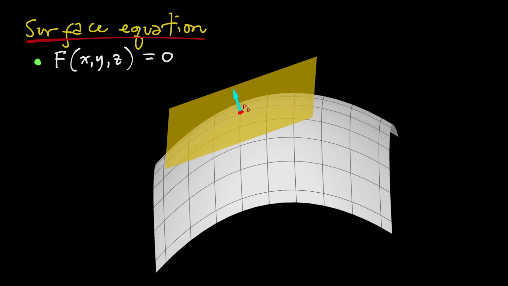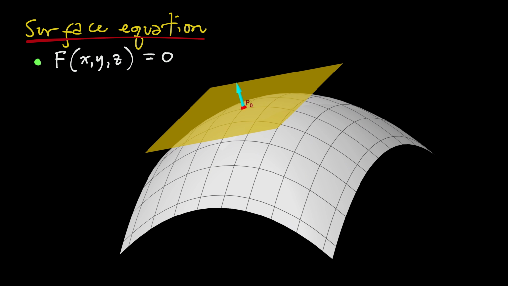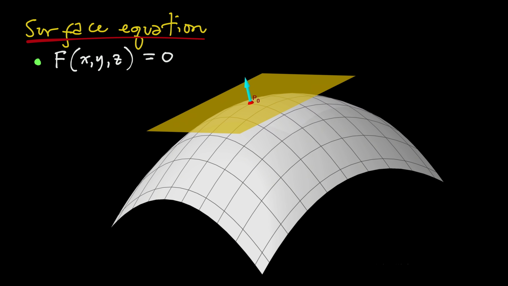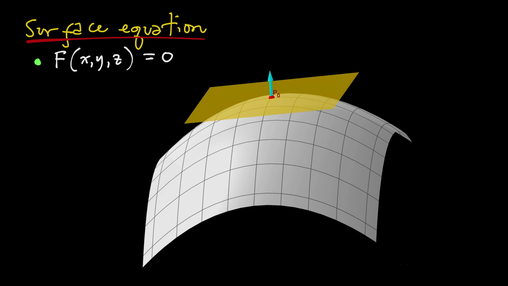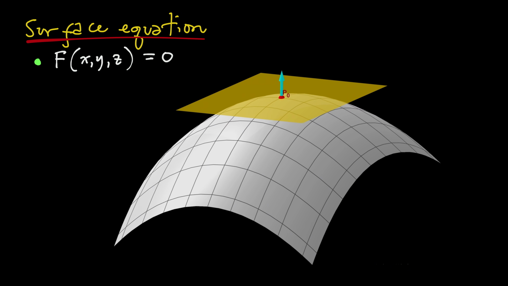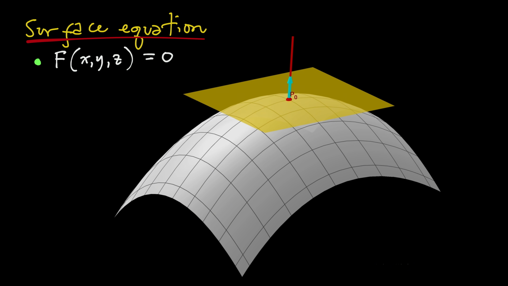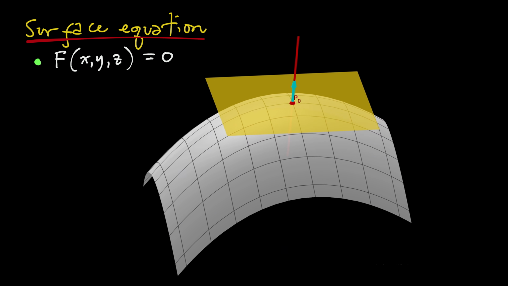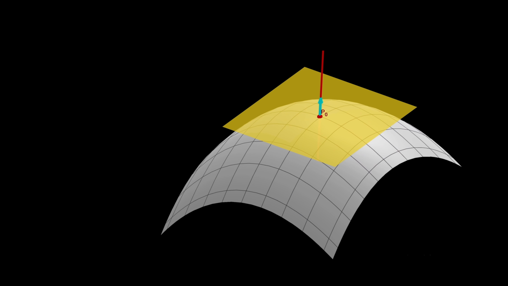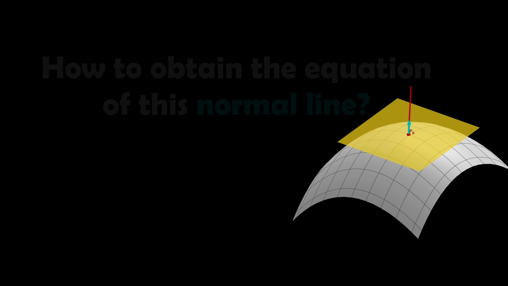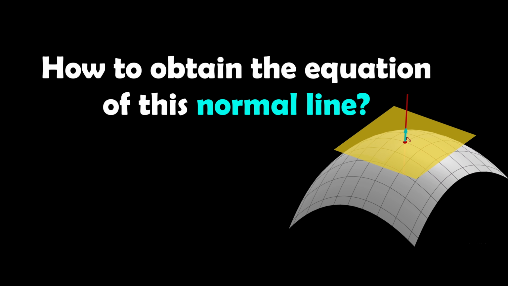The previous video talks about how to obtain the equation of this tangent plane. Now for this video, let us focus on how to obtain the equation of the normal line at this point. The normal line is this line. It traverses the surface in this way, and its direction vector is parallel to the normal vector of this tangent plane. Now, how do you obtain the equation of this normal line?